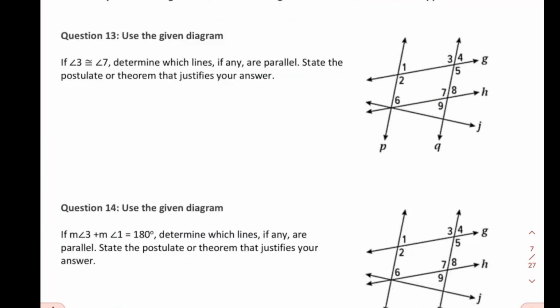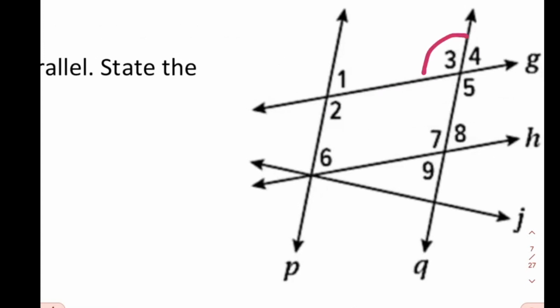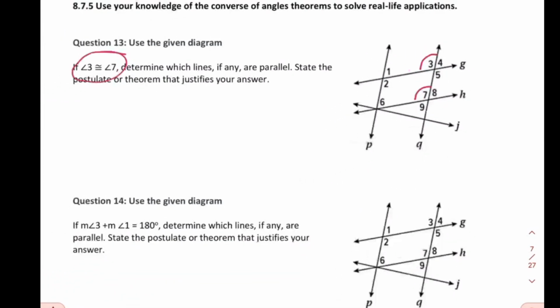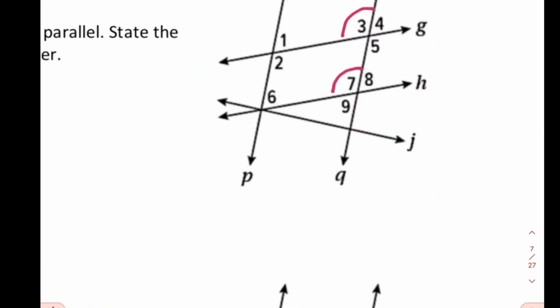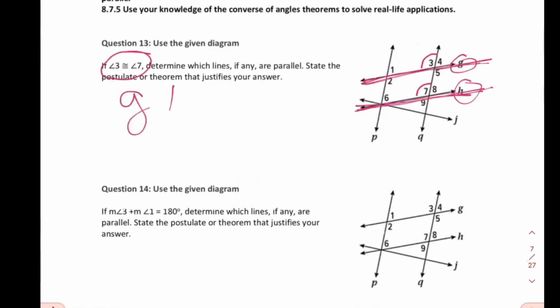If angle 3 is congruent to angle 7, you go to the diagram and you ask yourself, where is 3? Here is 3. Where is 7? Here is 7. These two angles are congruent. Determine which lines, if any, are parallel. So in this case, the lines that are parallel are these two lines. These are the two lines that make these two angles, G and H. So you say G is parallel to H. Justify. State the postulate or theorem to justify.